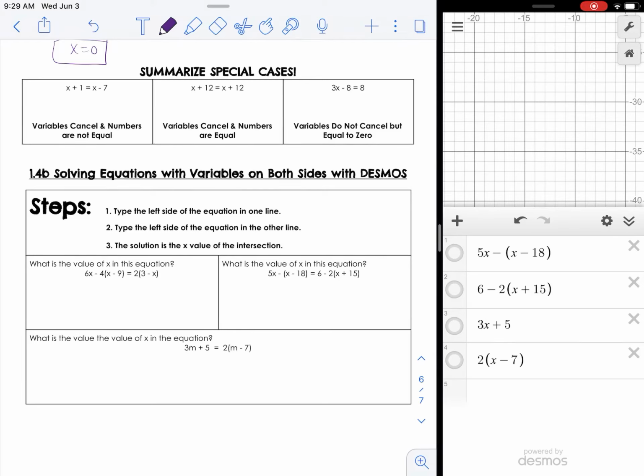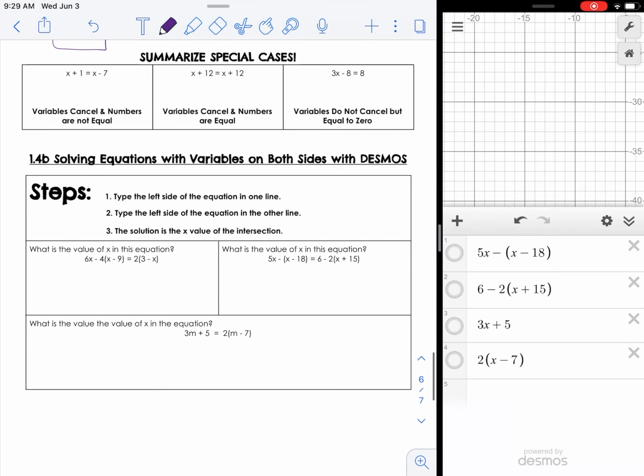Okay guys, so let's do a little bit of review and then I'm going to show you how to solve equations using Desmos. So the first thing, let's look at those special cases again. Those are easy to get confused. So remember, if we have variables that cancel and numbers are not equal, so it's not a true statement, that's going to give us no solution.